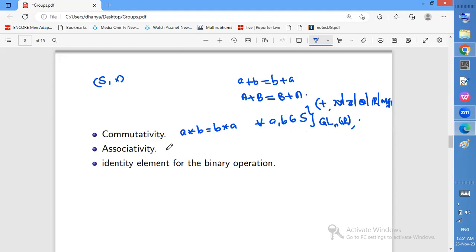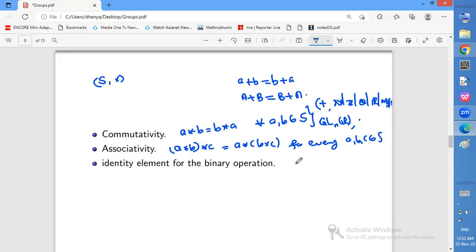Now let us define associative binary operation. A binary operation is called associative if we have the condition (A star B) star C is equal to A star (B star C) for every A, B, C belongs to S. For any three elements A, B, C in S, we should have this condition. Then we say that the operation star is associative.